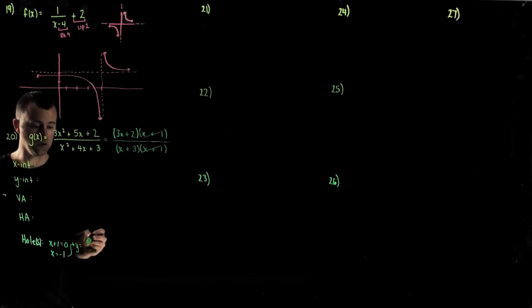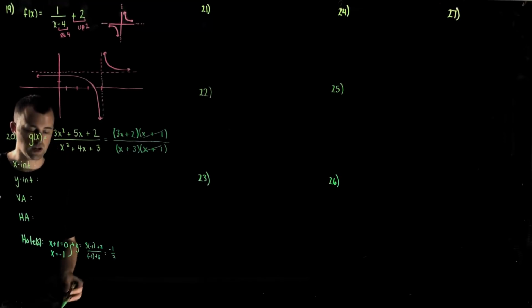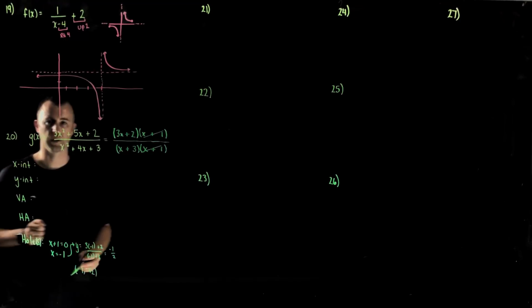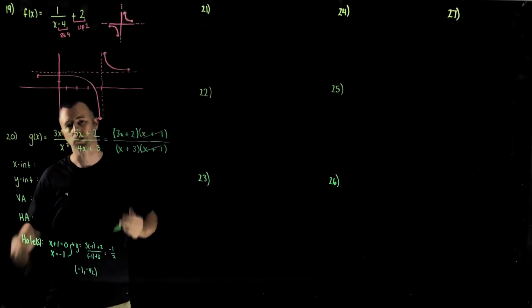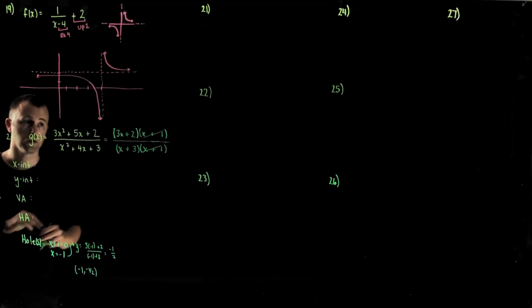So y is equal to 3 times -1 plus 2, divided by -1 plus 3. So -3 plus 2 is -1. -1 plus 3 is +2. So -1/2 is your y value for your hole. So I have a point (-1, -1/2). I have a point on my graph. It's a hole, but you know my graph goes towards it, jumps over it. So that's just as good as having a point on my graph. So there I go, I have that.